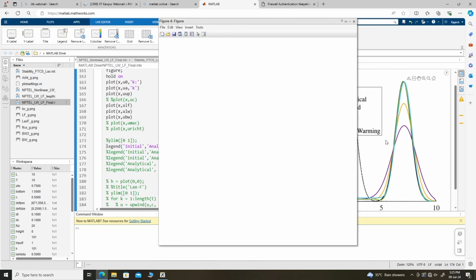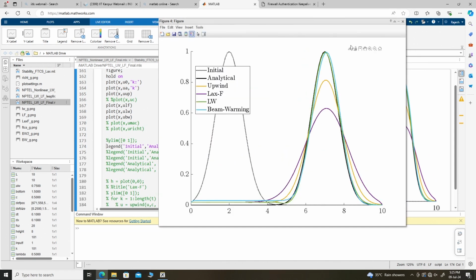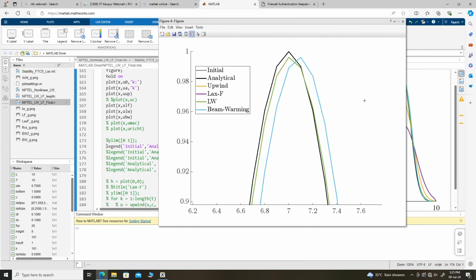So, this is the Beam-Warming scheme now. In the Beam-Warming scheme you see that there is very little dissipation, but one thing we are seeing here is the phase error. That means that your Beam-Warming is actually traveling on the right side of the analytical solution. Let me just blow this up so that you can see it properly. This is Lax-Wendroff, the black one is analytical, and the one in cyan is Beam-Warming, and you can see the Beam-Warming has some phase error. Of course, Lax-Wendroff also has some phase error, but Beam-Warming has much higher phase error.